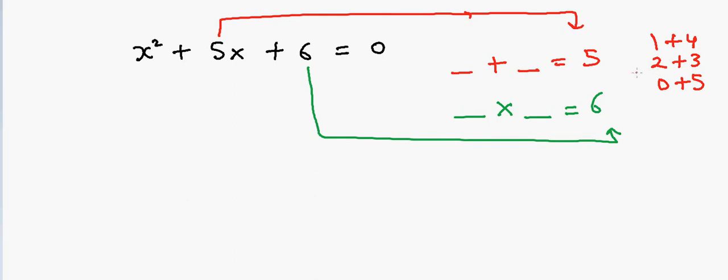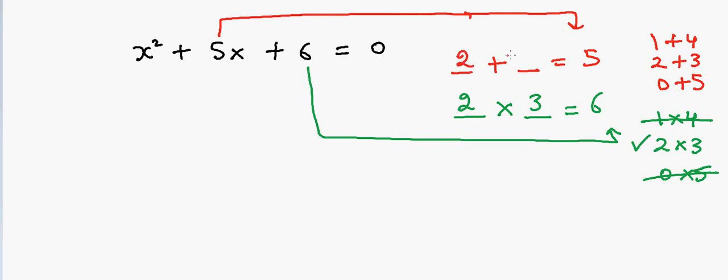Now if you multiply them, if I multiply 1 and 4, that is not the answer, so I can't take this one, so I have to say no. Then I say 2 multiply 3, so this is equal to 6, but then 0 into 5 is not equal to 6, so I cannot take this one. So I can say that it's 2 and 3. If I add 2 and 3 I'll get 5, but if I multiply 2 and 3 I'll get 6.